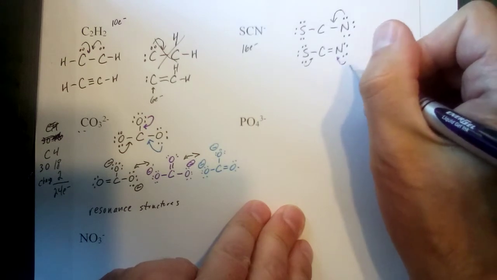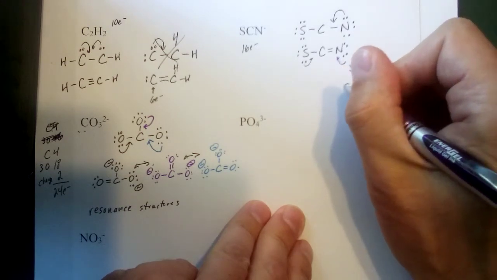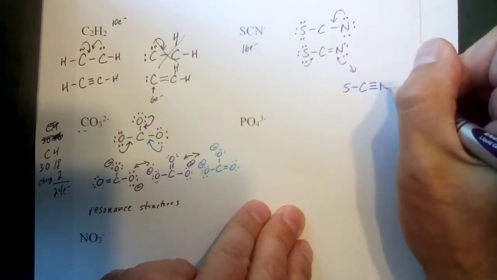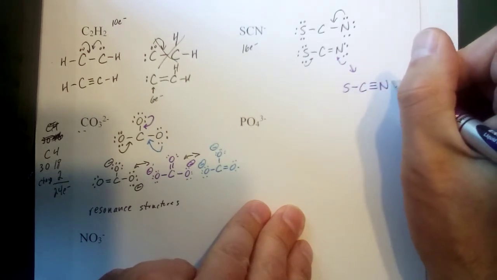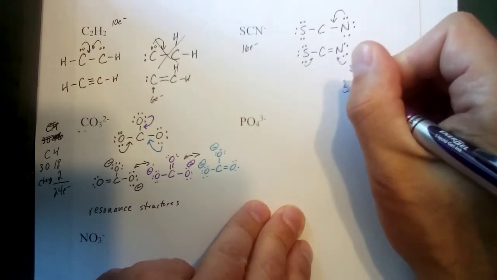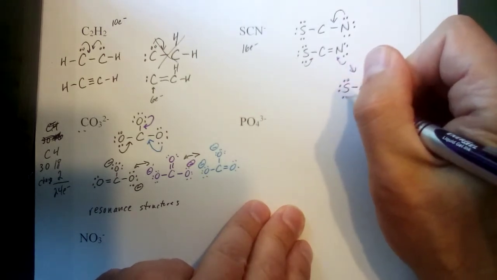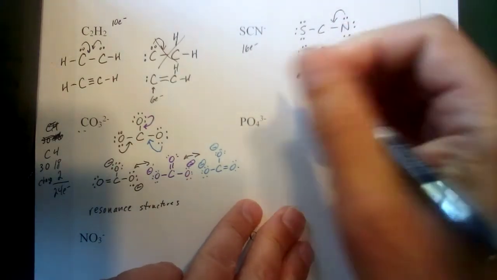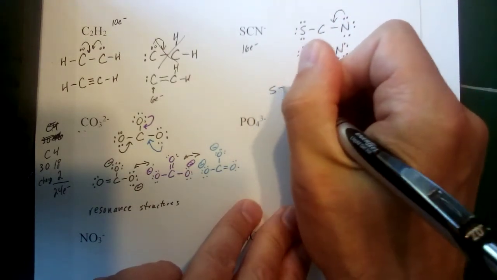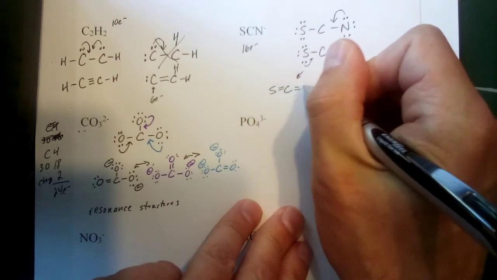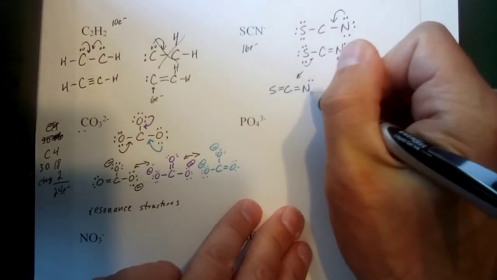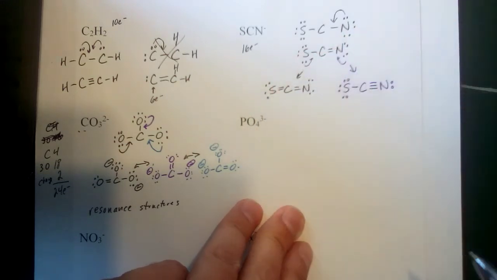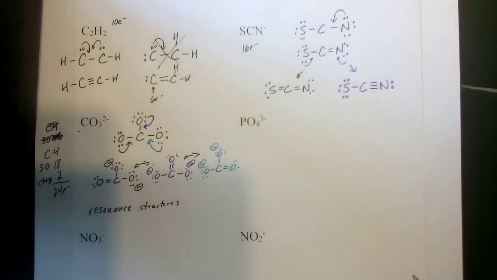So if we share from the nitrogen, we would get this picture. The sulfur would stay with just 1 bond to the carbon, but we'd end up with a triple bond between the carbon and the nitrogen. 1 pair left on the nitrogen, 3 pair left on the sulfur. And if we shared from the sulfur, we would end up with a double bond between sulfur and carbon, double bond between carbon and nitrogen. 2 lone pairs left on both the sulfur and the nitrogen.